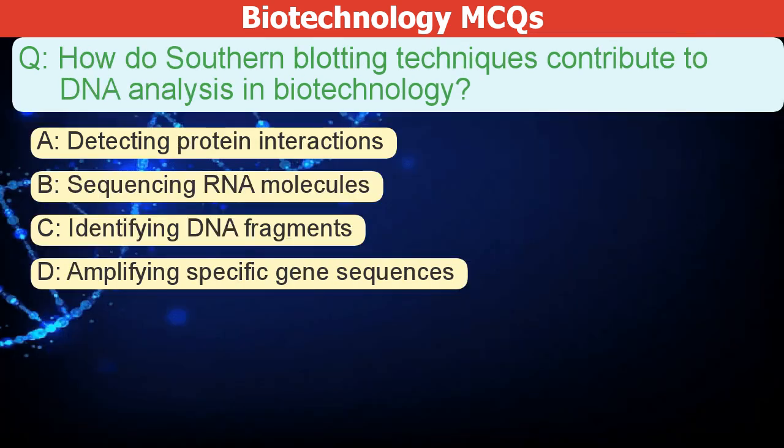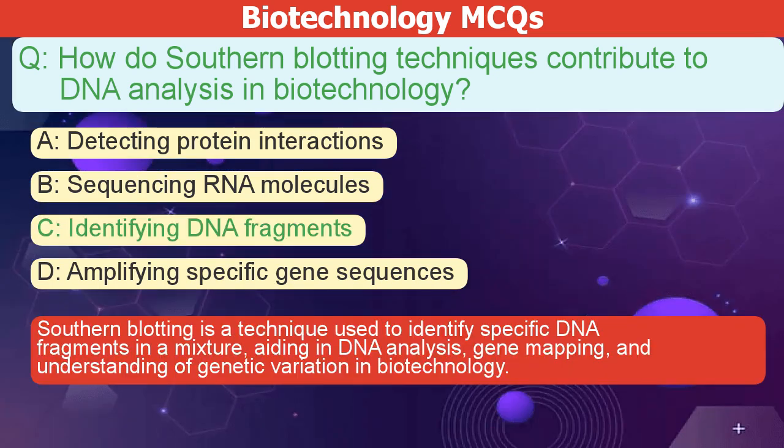How do Southern blotting techniques contribute to DNA analysis in biotechnology? A. Detecting protein interactions. B. Sequencing RNA molecules. C. Identifying DNA fragments. D. Amplifying specific gene sequences. The correct answer is C.